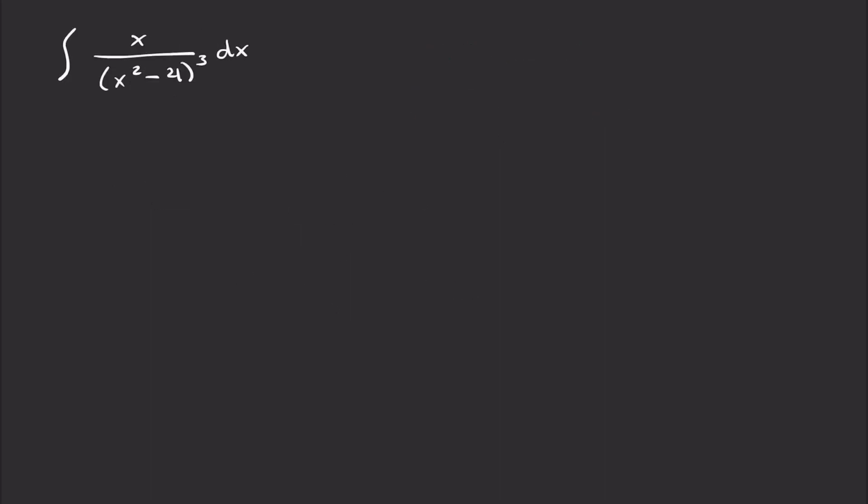And for our last integral, we have the integral of x over x squared minus 4 all cubed. So we'll let our u equal x squared minus 4, and our du will be 2x dx. Or since we have an x dx here, I'll just solve for that. So x dx will be du divided by 2.